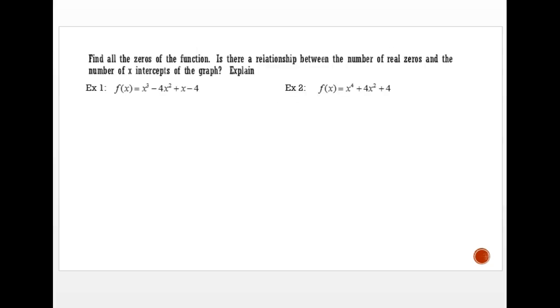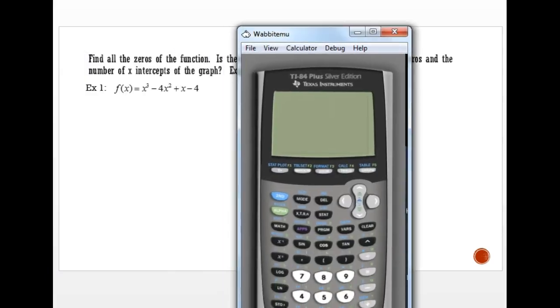So let's try this. It says find all the zeros of the function. Is there a relationship between the number of real zeros and the number of x-intercepts on the graph? All right, so the way you're going to begin this is use your calculator. Put the equation in the y equals, which this first one is right there, and I go to graph it. Now look at it. It crosses the x-axis right here. And what is that value? 1, 2, 3, 4. So it crosses where x is 4. That tells me that there is a root there at x is 4.